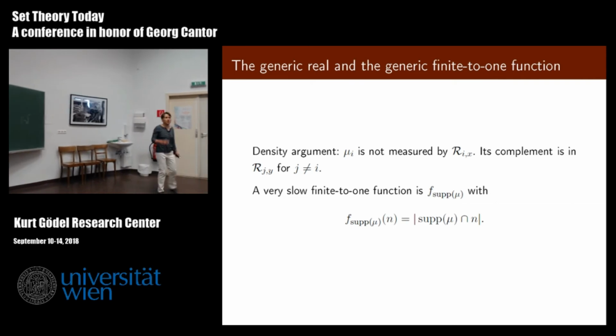They are not measured anymore, and they are out of the foreign ones, but the i-th fiber destroys this one. This is just a generalization of Blass's work. The minimum and the maximum projection get destroyed by forcing. And we also have a very slow generic function, which is just counting when the next guy comes into the support. This will be our generic finite-to-one function.